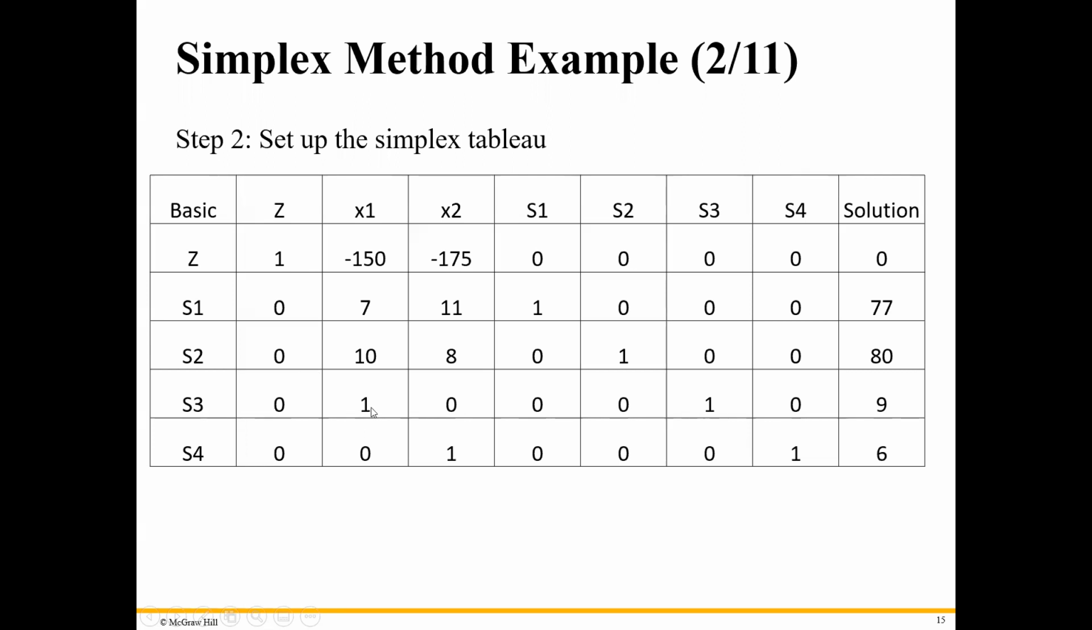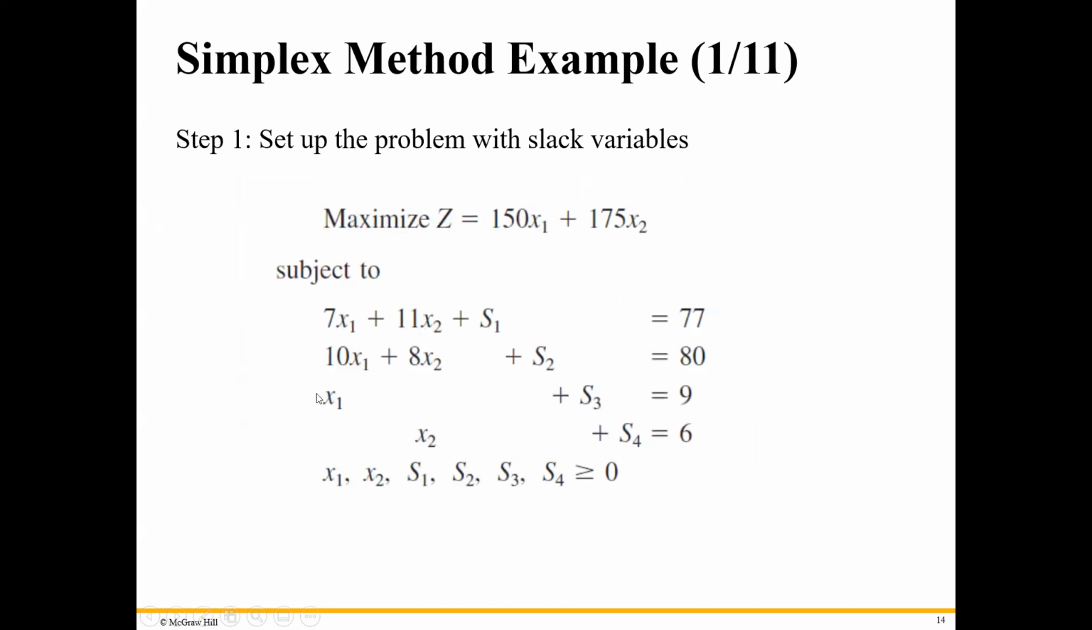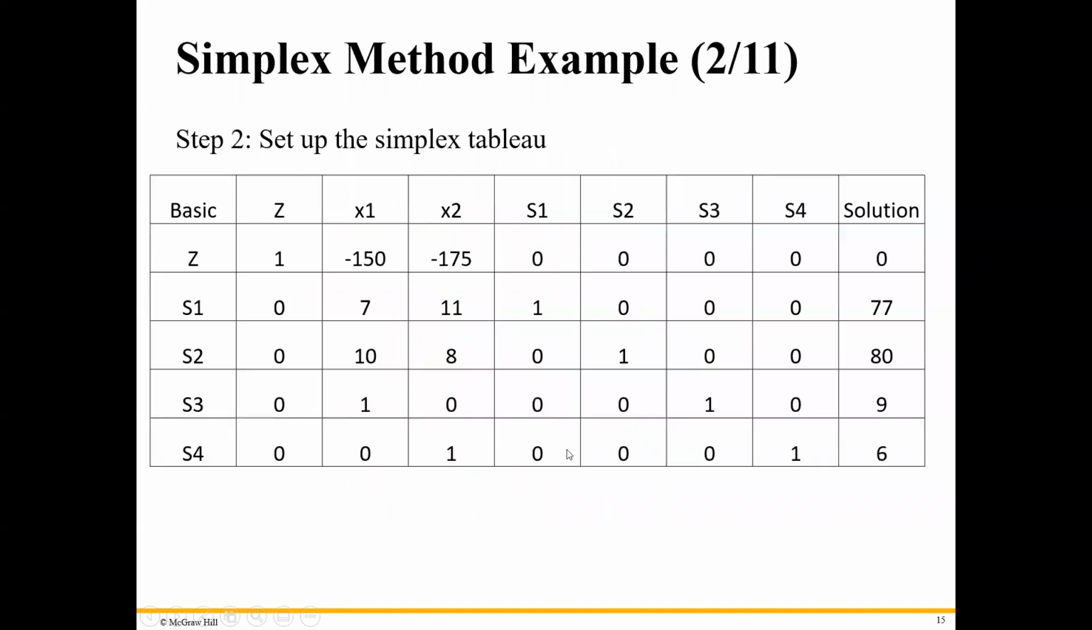Similarly, you can see that for s3, for x1 there will be only one value, and for x2 there will be only one value. For s3, s1 and s2 will be 0, s4 will be 0. Only the value of s3 will be 1. As you can see, 1 and 1 for the place of s3. For x2, the x1 coefficient is 0, so 1 and then 0. There are a lot of 0 coefficients in this table, and the values of 9 and 6 over here. So in this way, you will set up the simplex table.